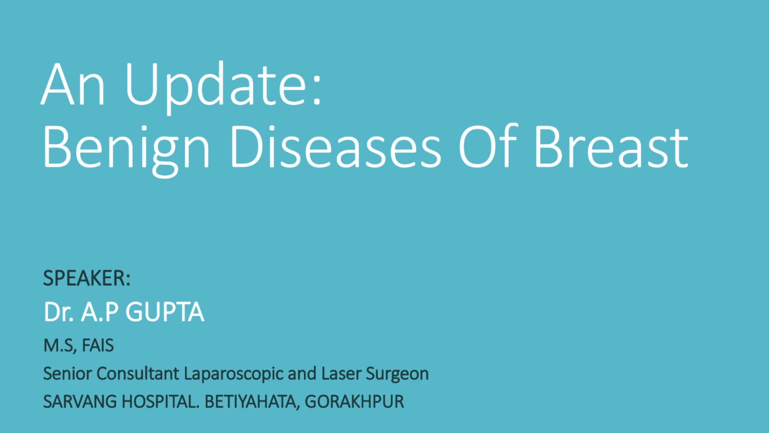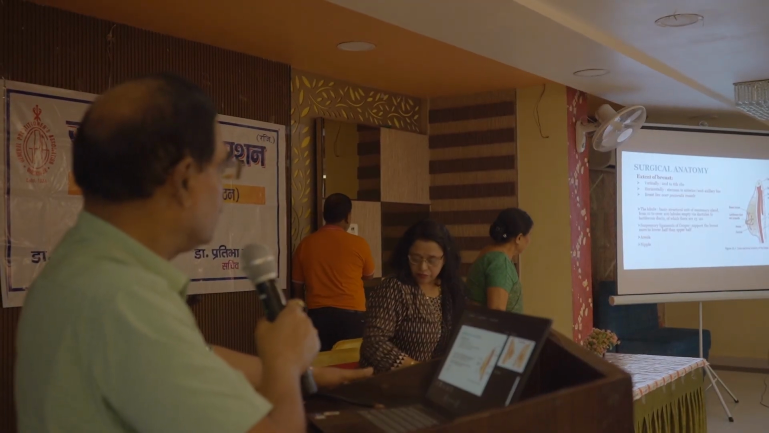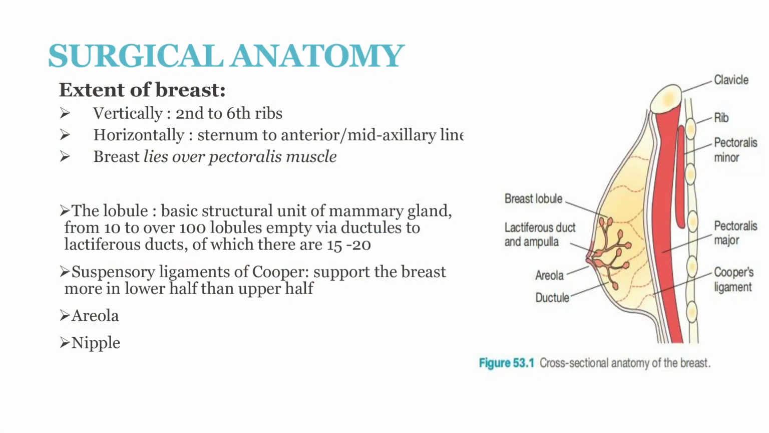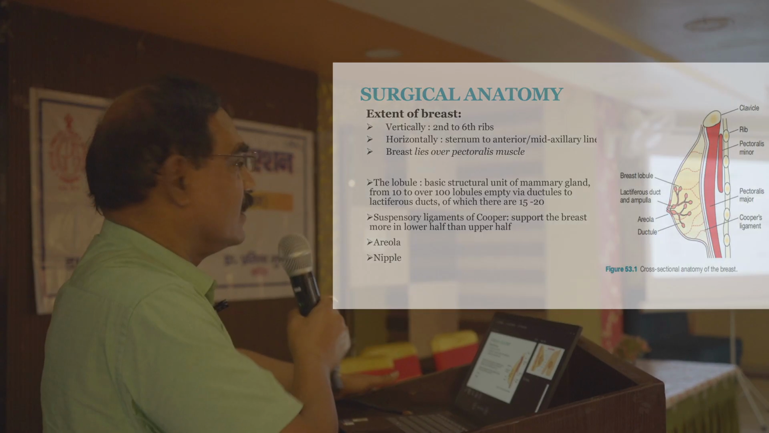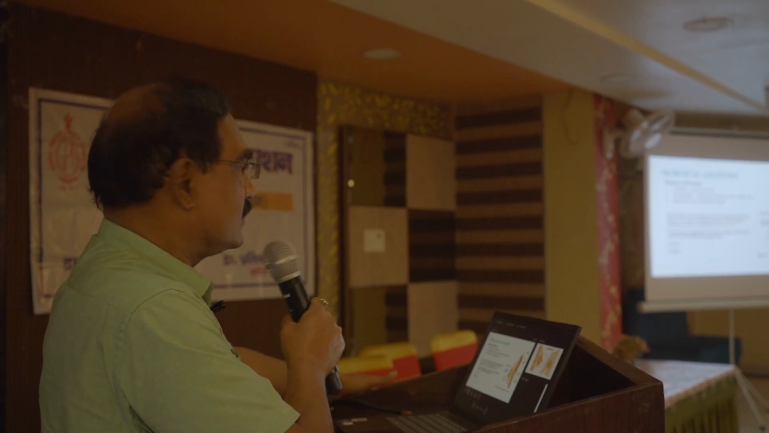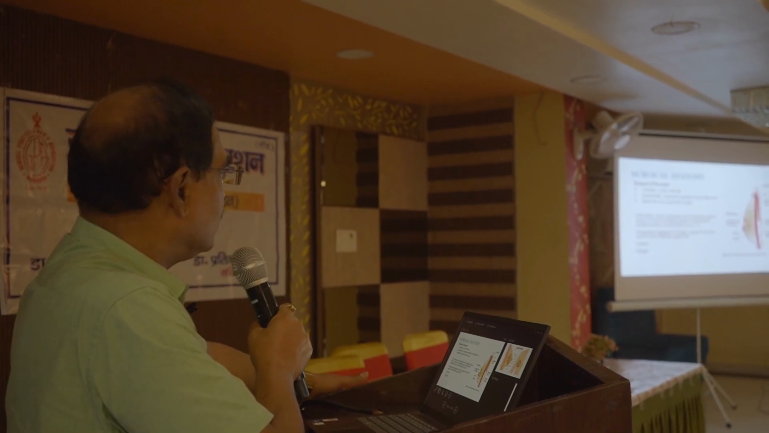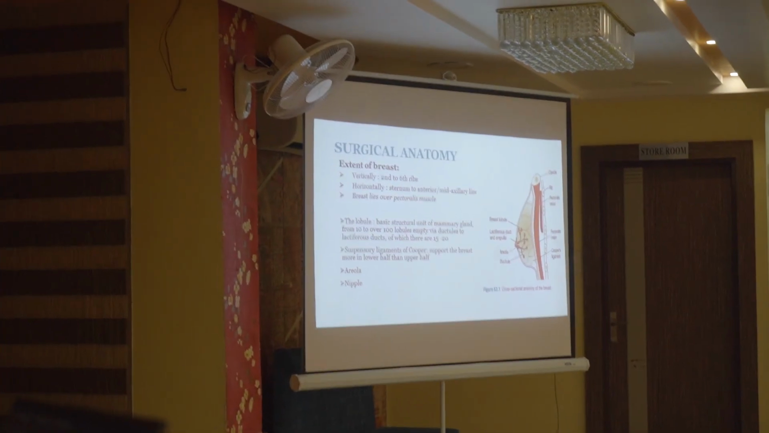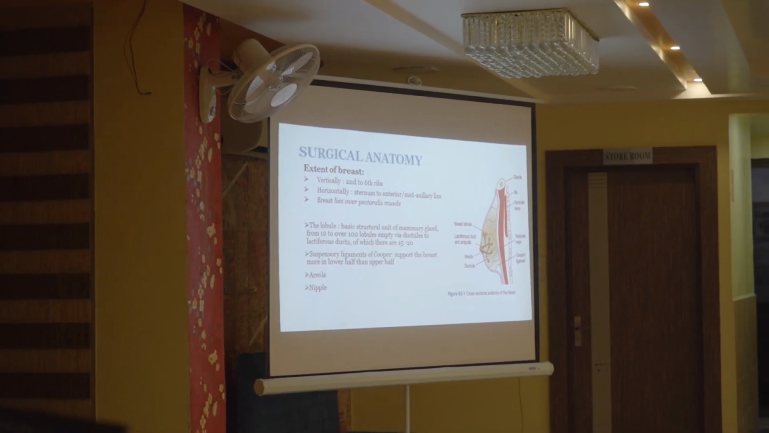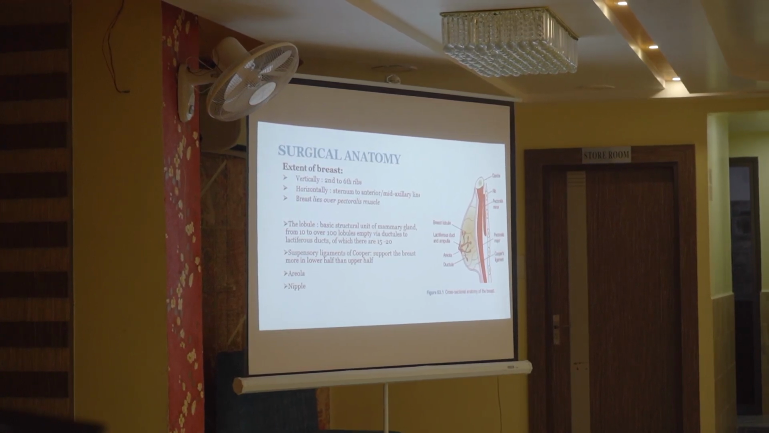before we go to the disease proper, we should know something about the surgical anatomy. Everybody has studied and knows about the breast, but even then I want to make your memory fresh about the surgical anatomy of the breast. The breast lies on the chest wall. Vertically it extends from the second to the sixth rib. Horizontally it extends from the sternum to the anterior mid-axillary line. Breast lies over the pectoralis muscles. The basic unit of the mammary gland is the lobule.